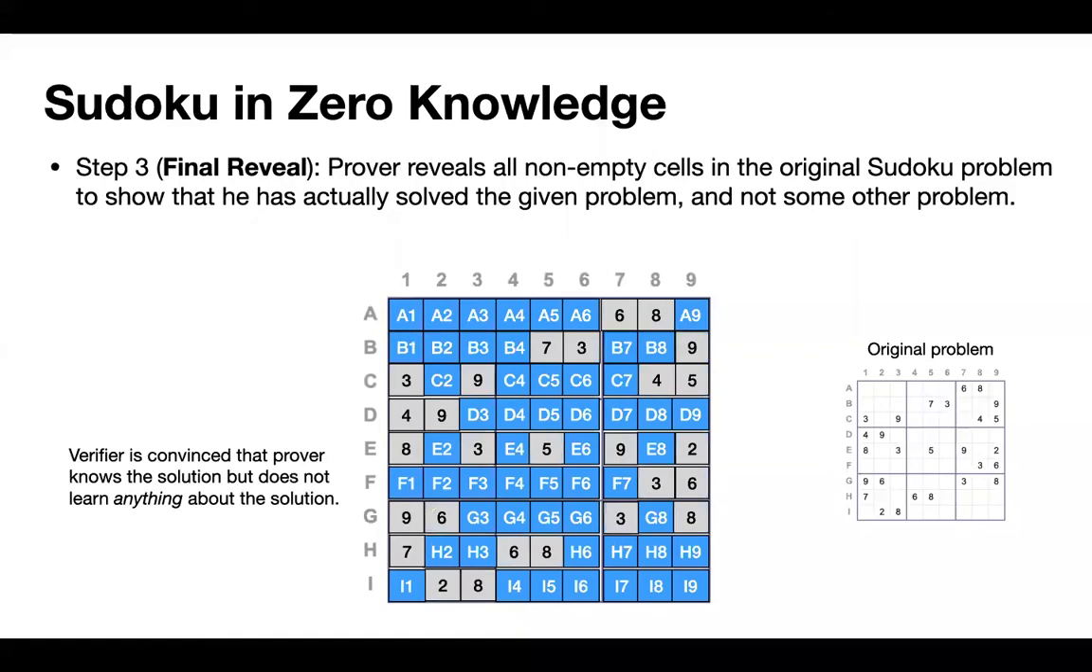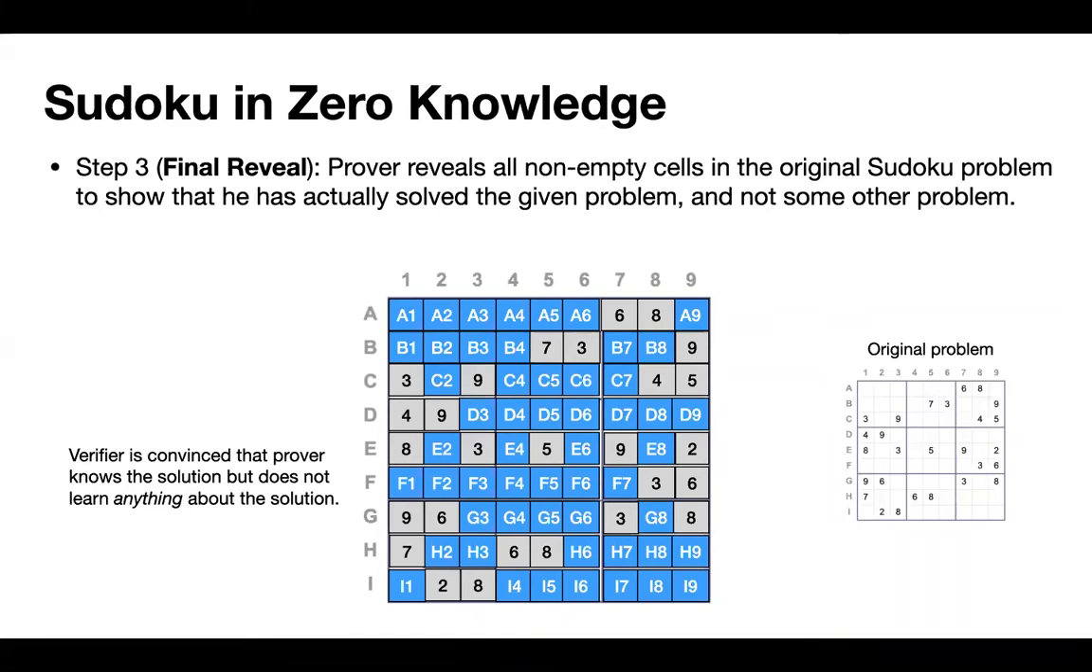But finally, at the end, what you also need to do is reveal the locations where the original problem was marked, so that I know that you have solved the given problem and not some other problem. So, for example, the 7-3 in row B5 and B6 match the original problem, right? I know you have not solved some other problem.